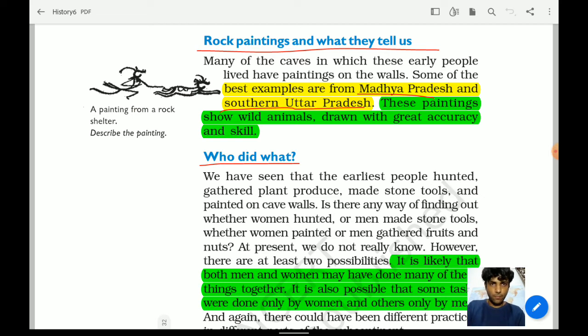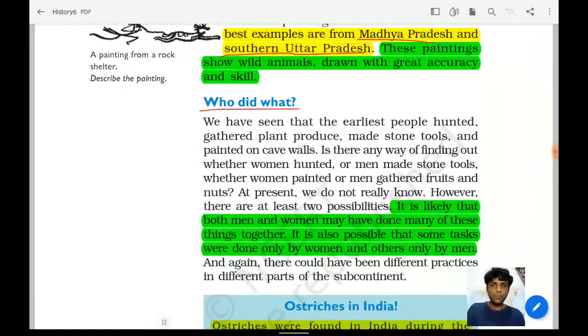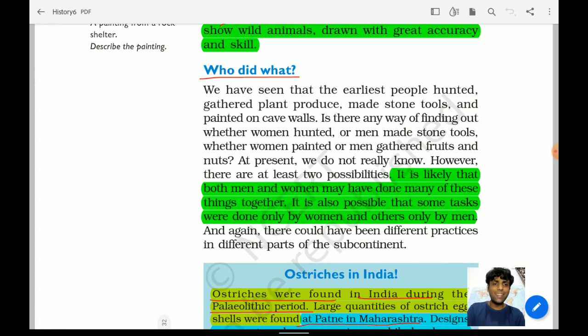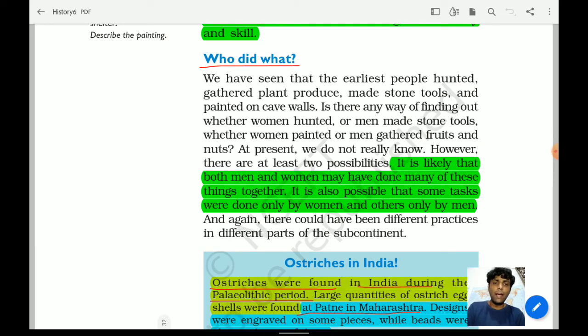We have already seen that part as well. The paintings from Madhya Pradesh and southern Uttar Pradesh show wild animals drawn with great accuracy and skill. So who did what? It is likely that both men and women may have done many of these things together. It is also possible that some tasks were done only by women and others only by men. So we cannot say surely what work was assigned to men or to women.